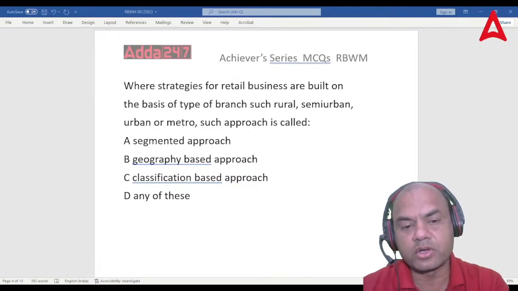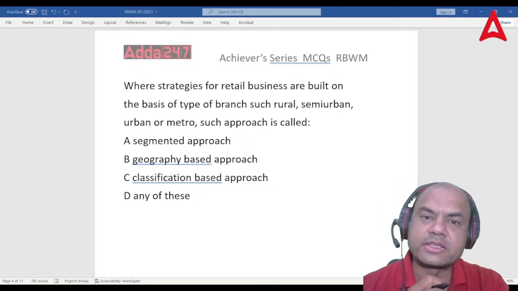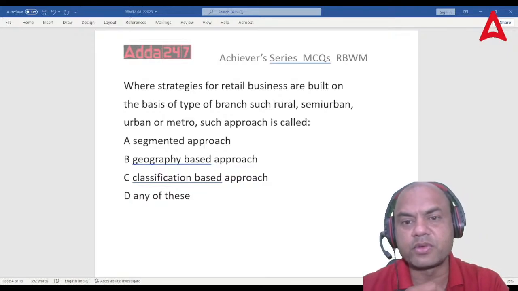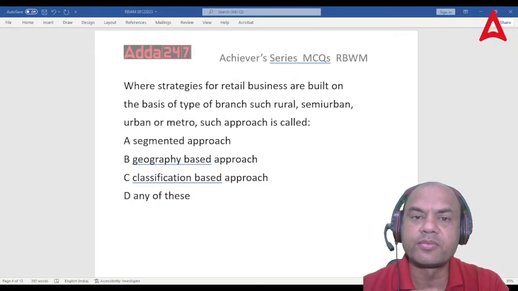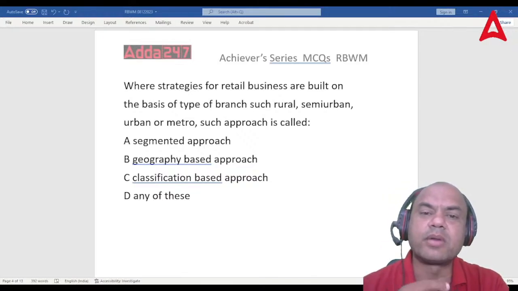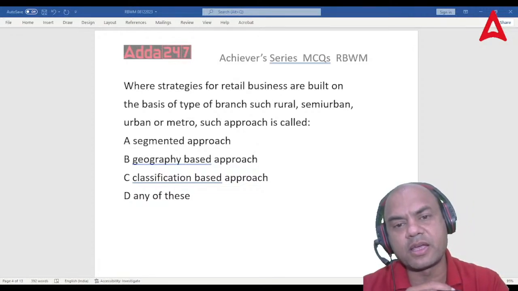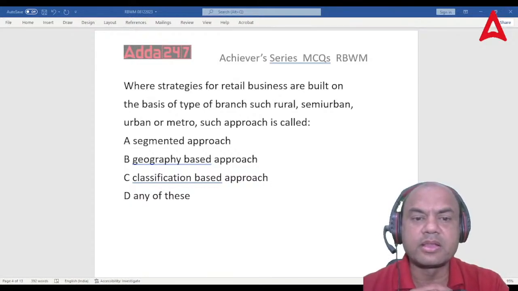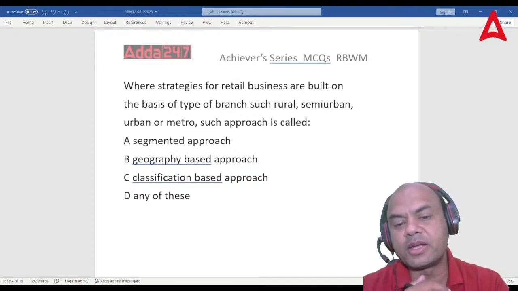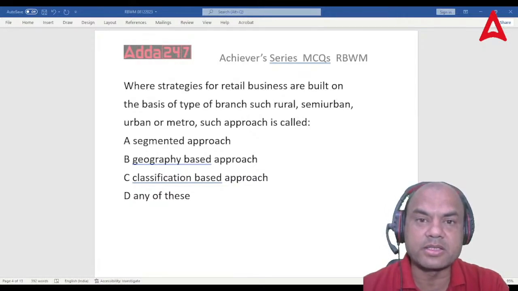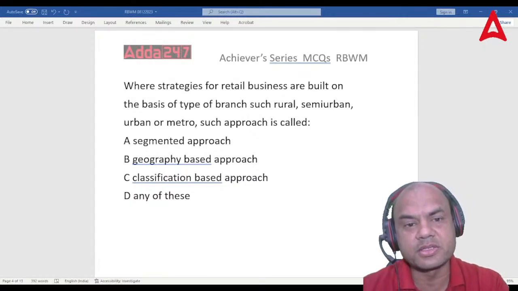Segmented, geography-based, classification-based. Just now I gave you the example of geography-based. Geography-based means it will be based on geography. I'm having a branch in Maharashtra, a branch in J&K, a branch in Punjab, Haryana, MP. This is geography based. Segmented means depending on the customer segment. I'm having an NRI branch, an MSME branch. This is segmented.